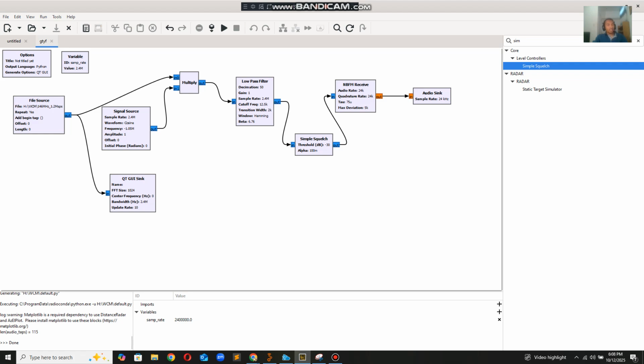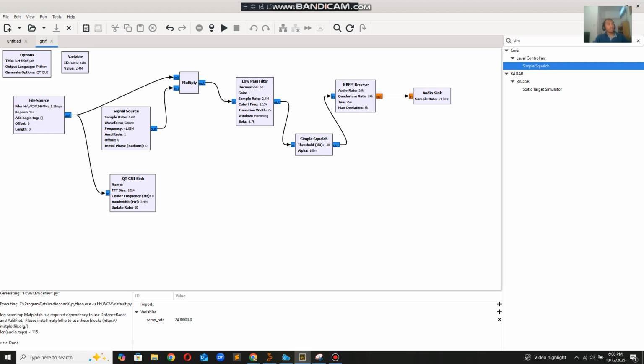So this is the frequency shift stage, where I used a signal source. You can see that it generates a cosine waveform at a frequency of minus 1.05 megahertz, and I multiplied it with the original signal using the multiply block. You can see there is a multiply block in between our signal source and the low pass filter.